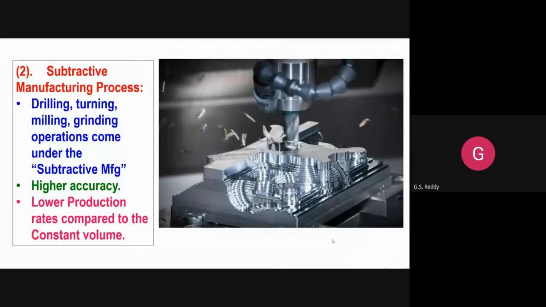Subtractive manufacturing, no doubt, without this we cannot live. For certain applications in the military, guided missiles, and also the Bhabha Atomic Research Centre, high precision machining is required. So the drilling, turning, milling, grinding operations come under subtractive manufacturing, and they are of very high accuracy, but low production rates compared to the constant volume processes. That's the statement I make, which is why we had to bring in the constant volume processes.